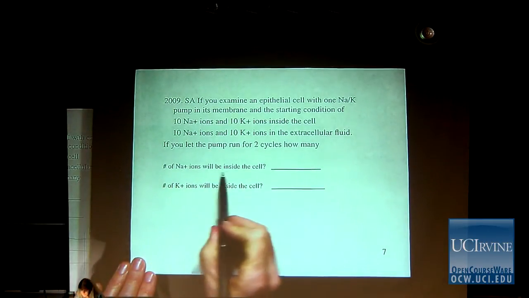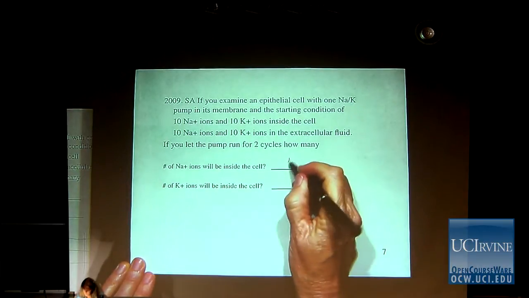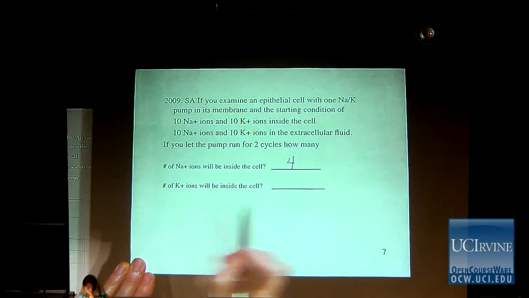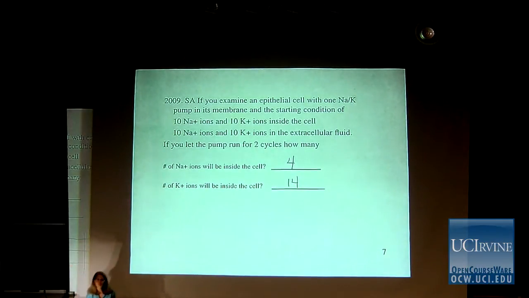Number of sodium ions that will be inside the cell. 4 is correct. Number of potassium ions that will be inside the cell. 14 is correct. Okay, do you want me to go over a strategy for doing this? Raise your hand if yes. Okay, there is a reasonable number.